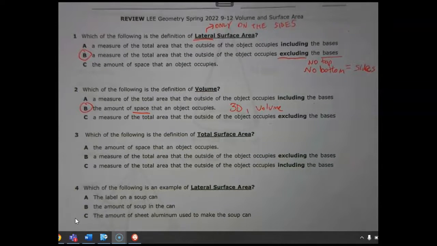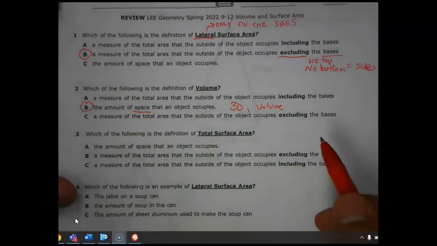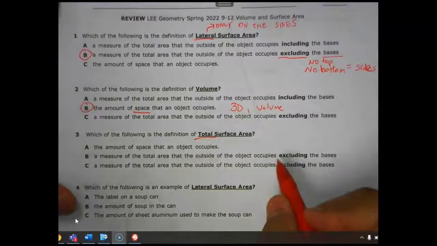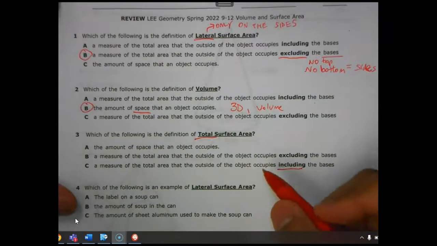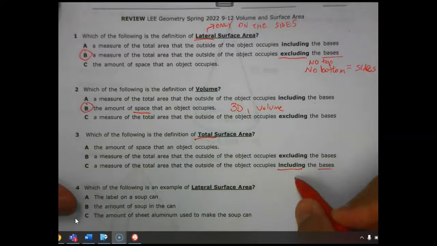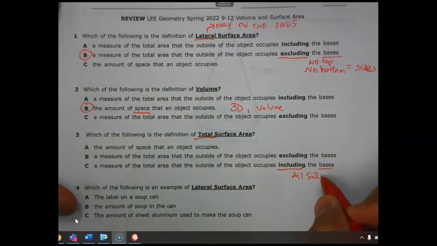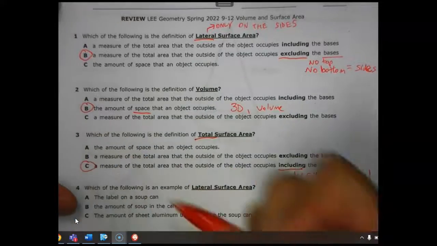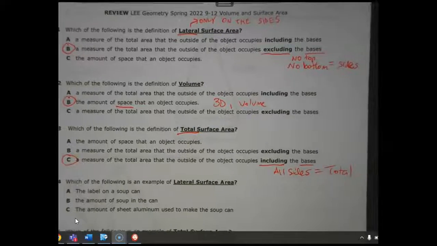All right, number 3, which of the following is the definition of total surface area? Now, if it's total surface area, you want to include the bases, okay? Including the bases, that's all sides, that's total. Total of all the sides.